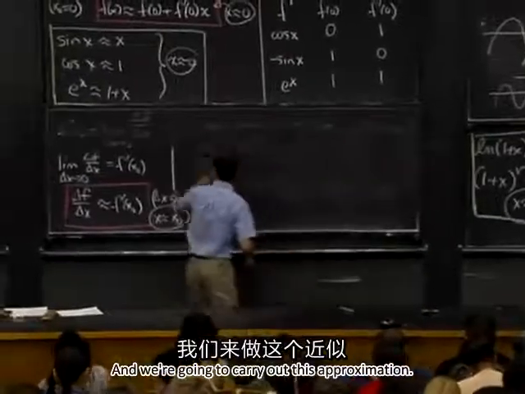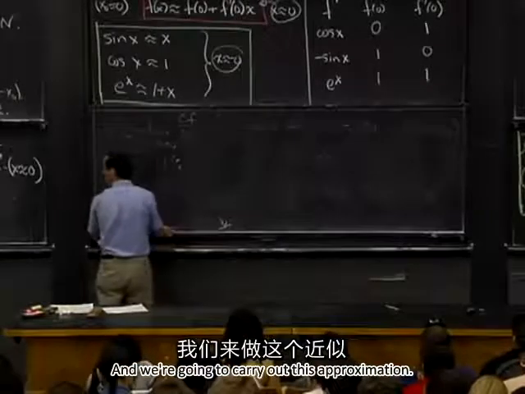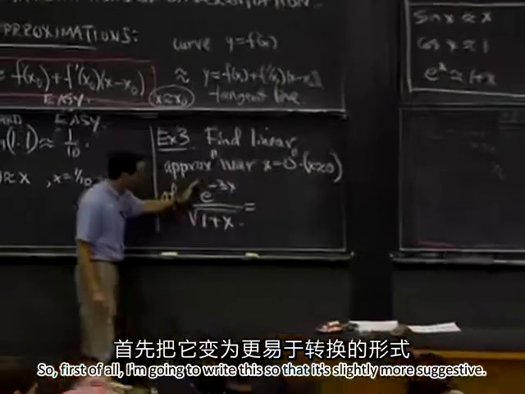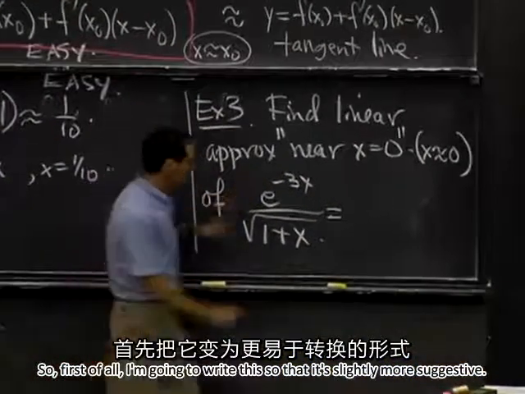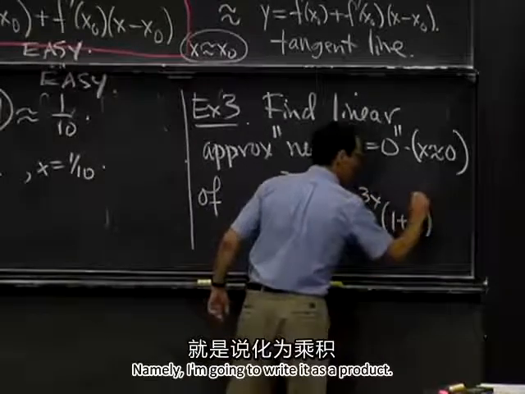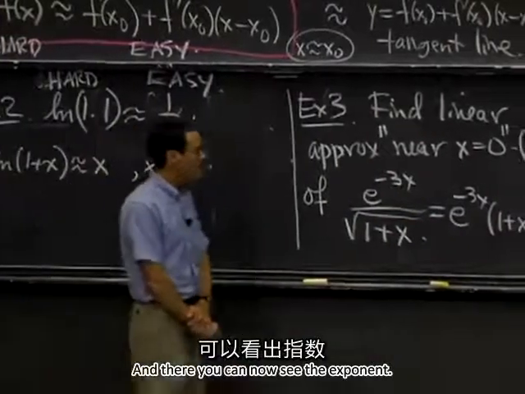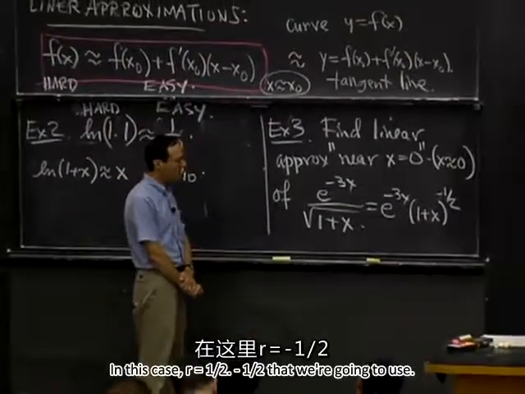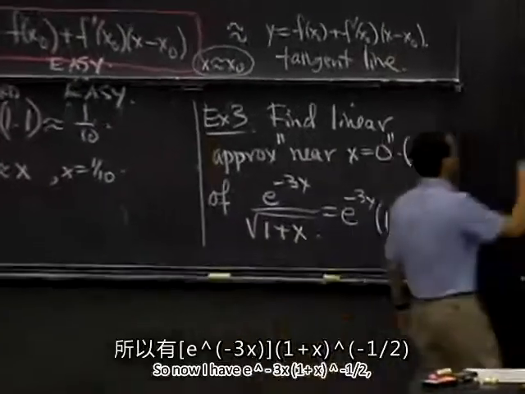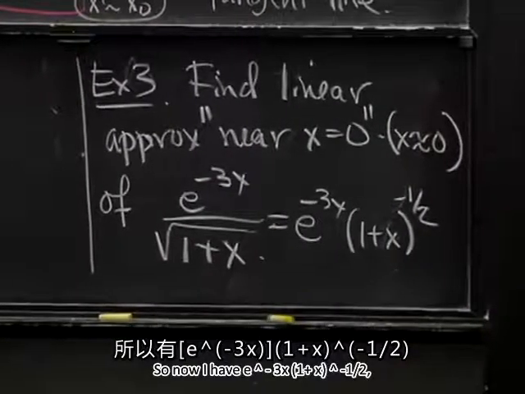And we're going to carry out this approximation. So first of all, I'm going to write this so that it's slightly more suggestive. Namely, I'm going to write it as a product. And there you can now see the exponent. In this case, r equals minus a half that we're going to use. Okay? So now I have e to the minus 3x, 1 plus x to the minus a half.